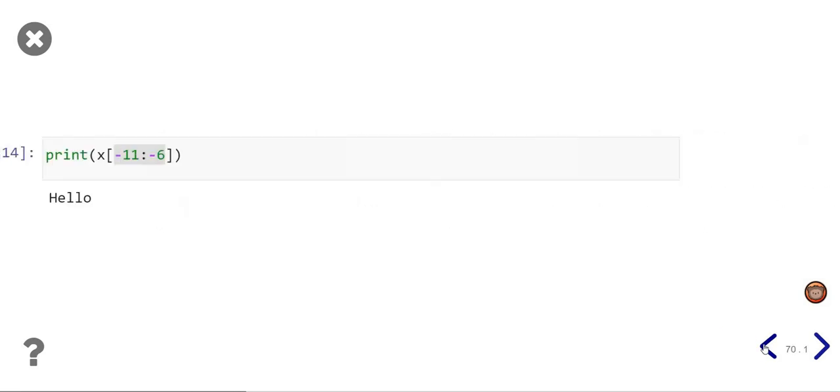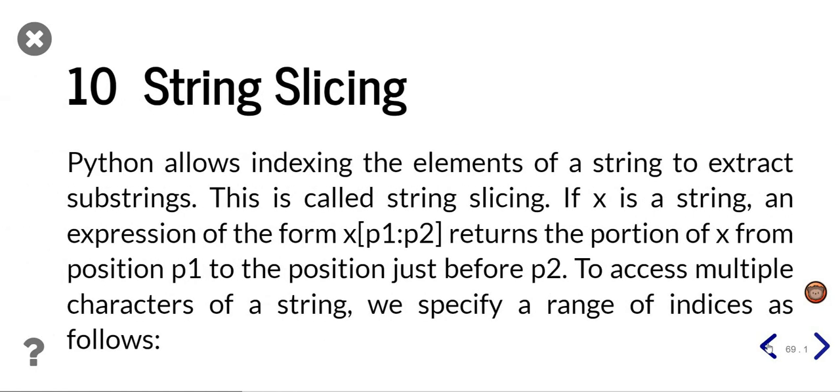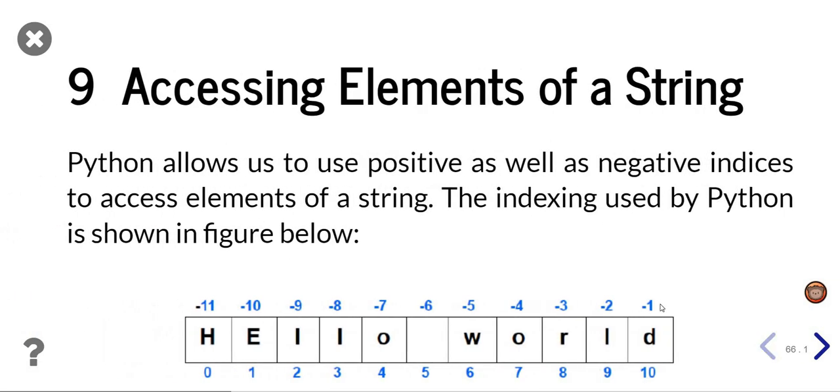So for this we are able to get the word hello in the negative part, but how about the word world? What's the starting and the end? Negative 5 until negative 10. Oh, you want to get the word world. Yeah.